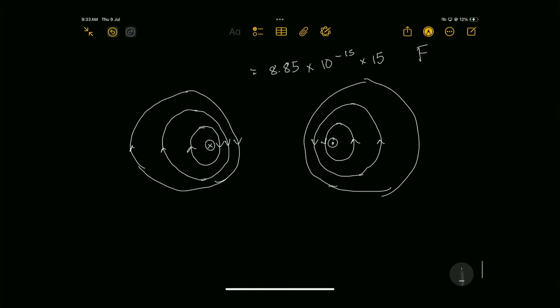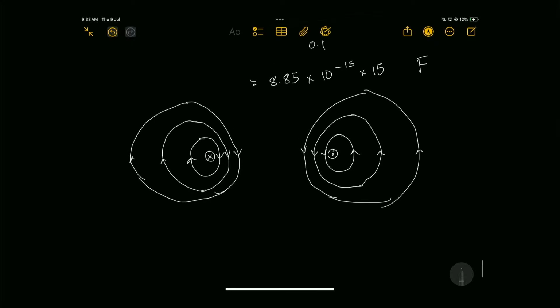So we can draw them like this. I have them a little too far apart, but basically it would be something like this, right? With less space in between them.